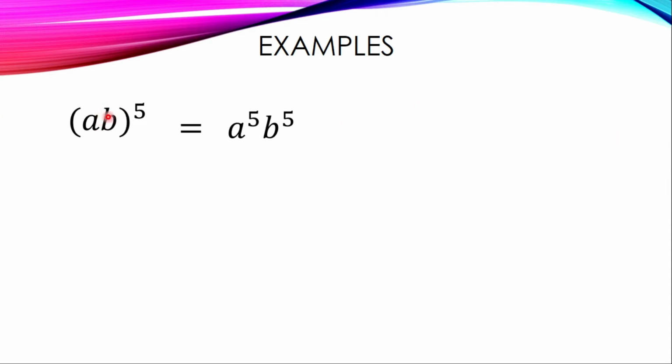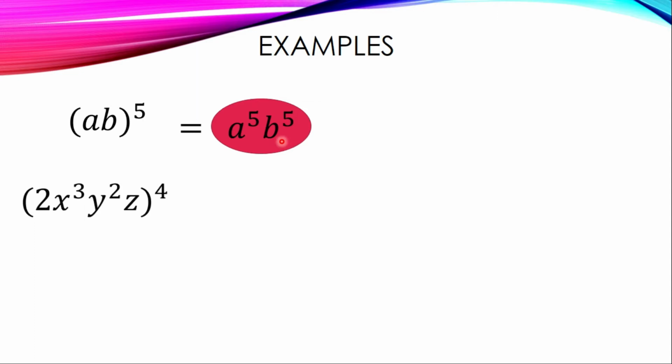As we can see, a and b do not have a written exponent, but it is automatically 1. So 5 times 1, 5 times 1. So you have a raised to 5 and b raised to 5, and that's now your final answer.